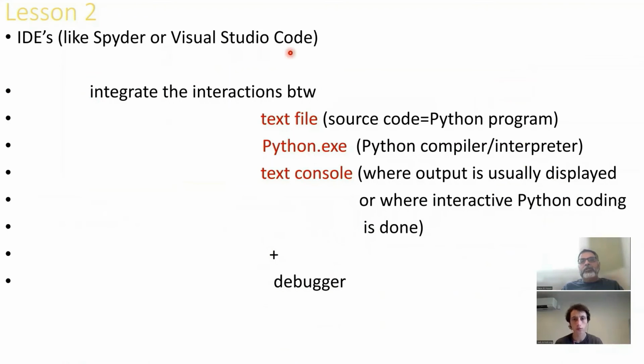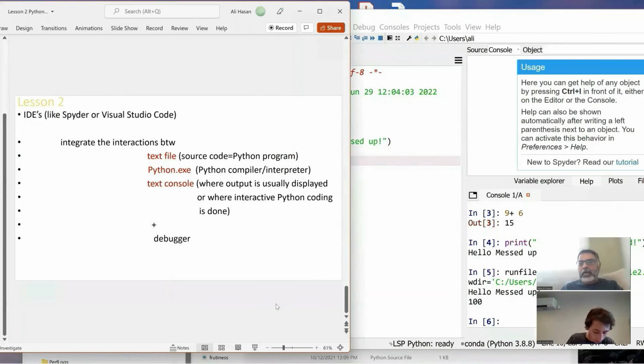These IDEs, like Visual Studio Code or Spyder, integrate interactions between the text file, the Python compiler, and where things get displayed. Plus it has a debugger, which allows you to go through in a systematic fashion, trying to figure out where you went wrong. And that concludes our lesson.